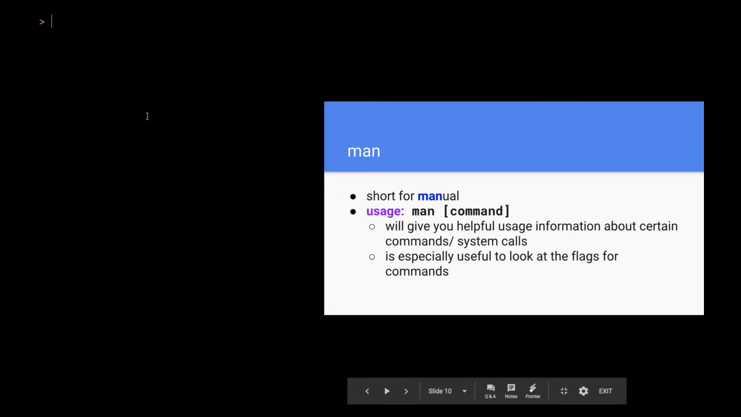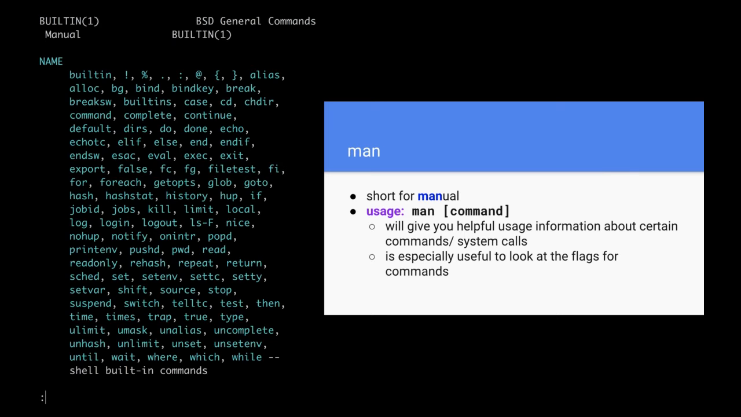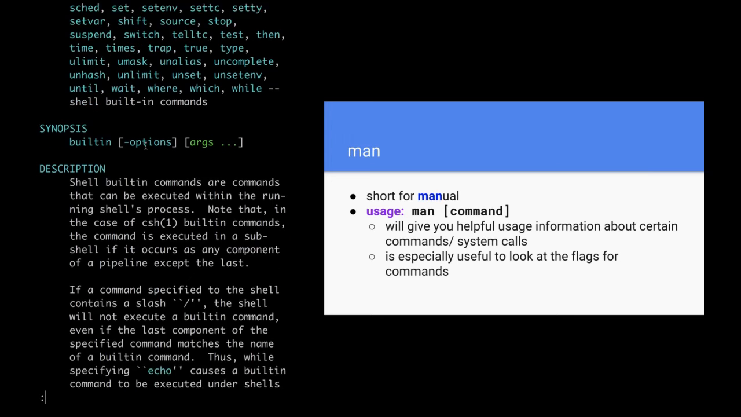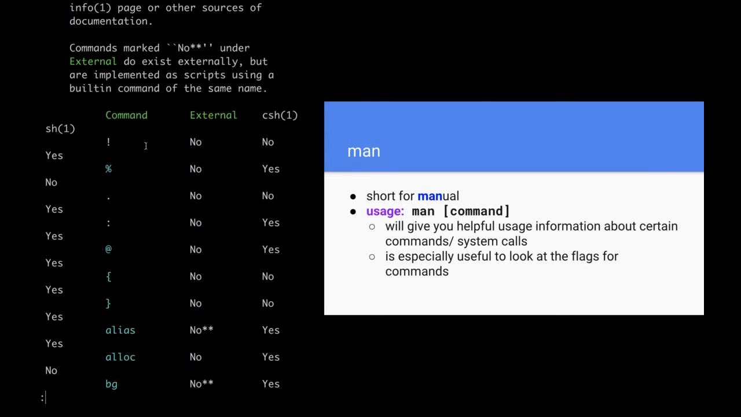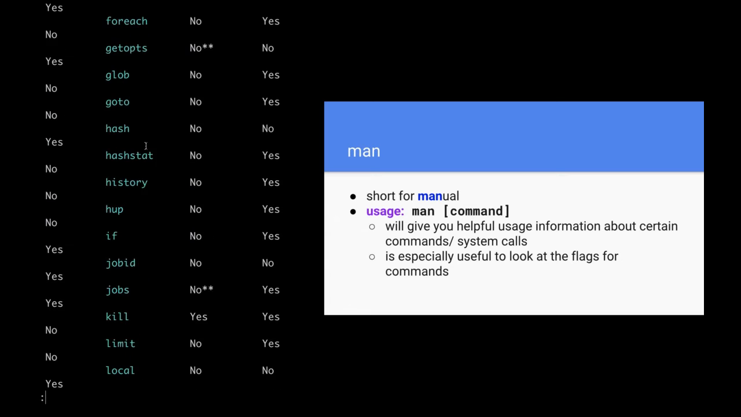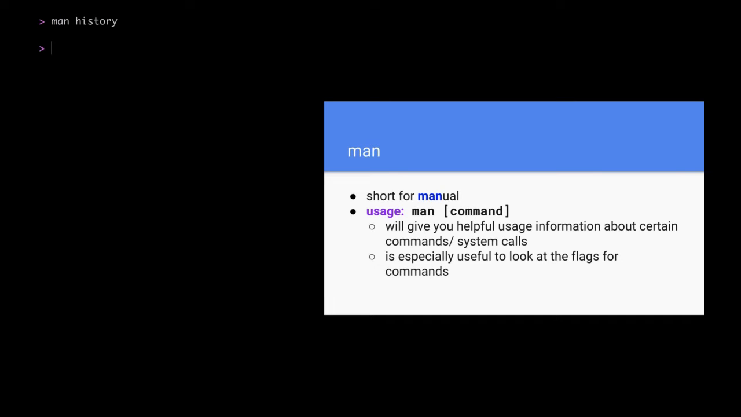So man is short for manual, and this will give you a look at how to use certain commands. So if I do man history, this is the manual for history, and as you can see, it gives me a description as well as any flags that I might be able to use, that sort of thing. So to get out of the manual, you do Q for quit, and now I'm back to my terminal.